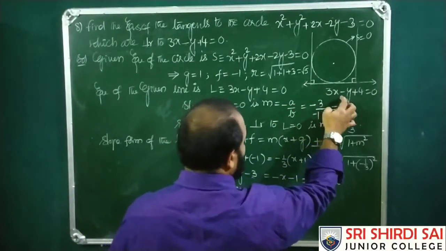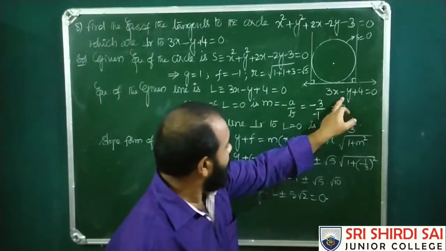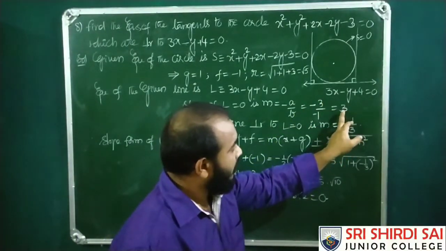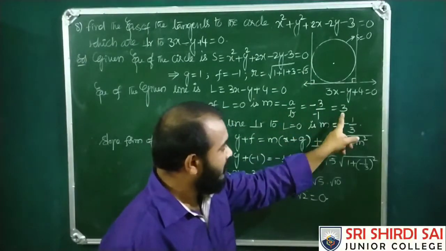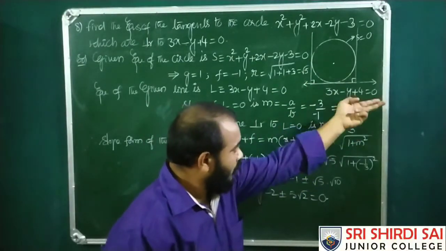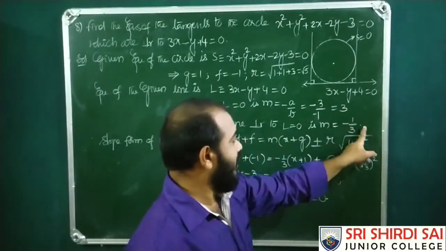The slope of the line perpendicular to this is the perpendicular slope. For minus a by b, the perpendicular slope is b by a. That means 3 by 1. So it's the reciprocal with the sign changed. So minus 1 by 3.